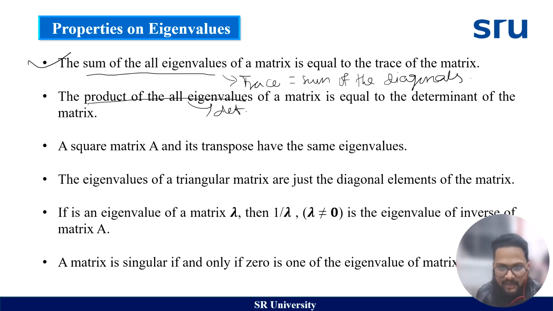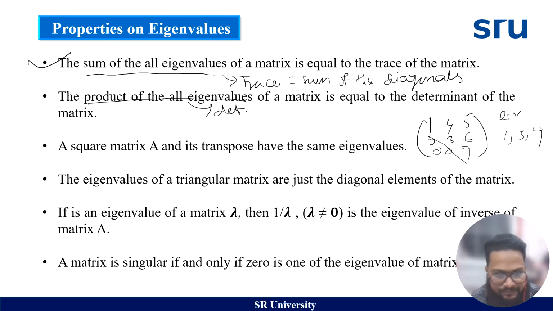So suppose you have this kind of 3 by 3 matrix, I am taking example 1, 4, 5, 0, 3, 6, 0, 0, 9. So it is an upper triangular matrix, you can easily see that. In that case, definitely the eigenvalues will be 1, 3 and 9, 100%.